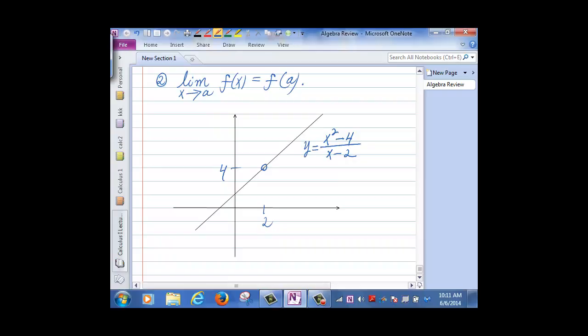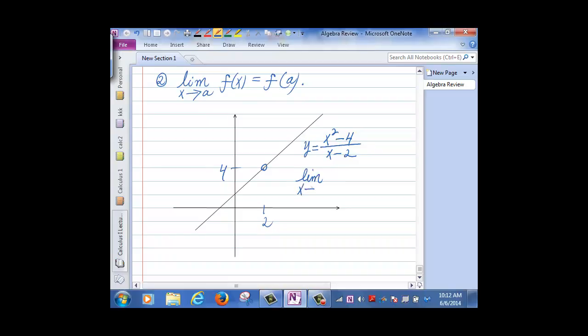Because you can factor out x squared minus 4 as x minus 2 times x plus 2, and then this function is in fact the same as x plus 2, except at 2. So for this function, notice that f of 2 is undefined, but the limit exists, right? So this is not continuous at 2, because continuity at 2 would mean that the limit at 2 is the same as f of 2.